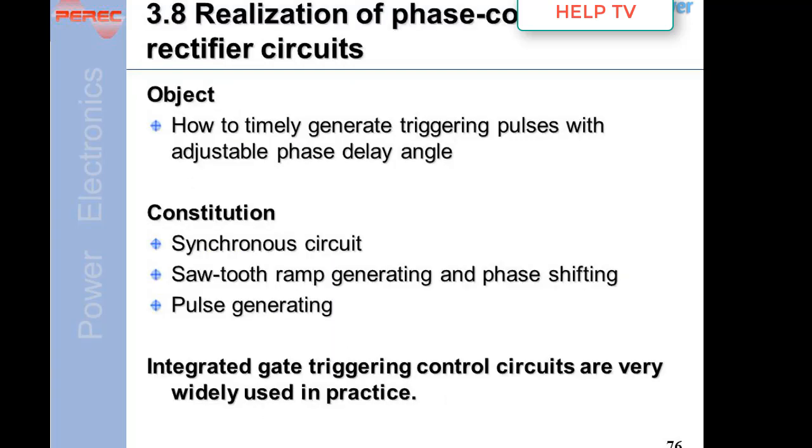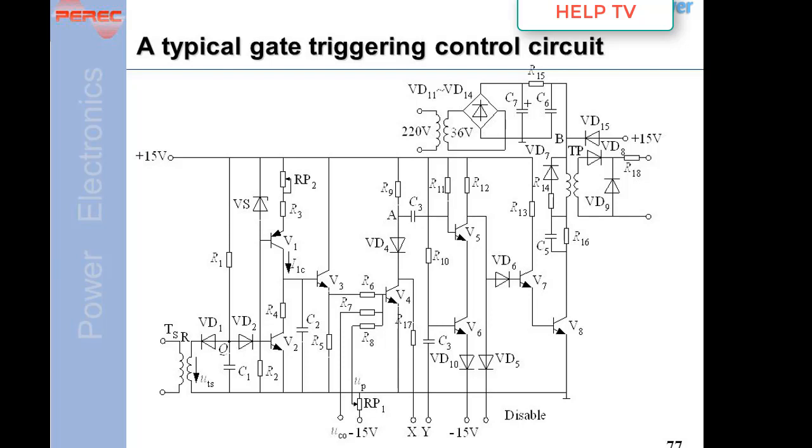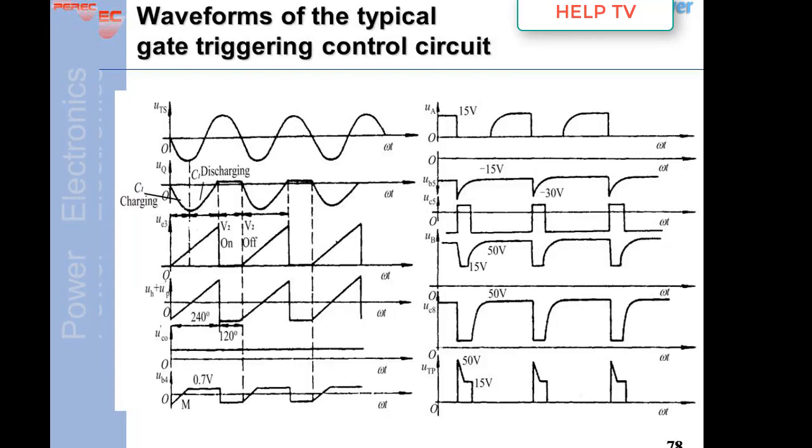3.8 Realization of phase control in rectifier circuits. Object: how to timely generate triggering pulses with adjustable phase delay angle. Constitution: synchronous circuit, sawtooth ramp generating and phase shifting, pulse generating. Integrated gate triggering control circuits are very widely used in practice. A typical gate triggering control circuit. Waveforms of the typical gate triggering control circuit. Power Electronics.